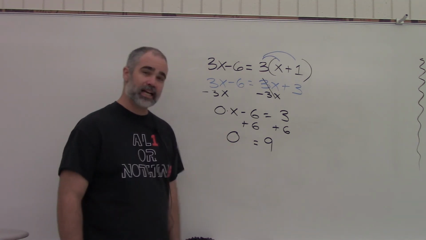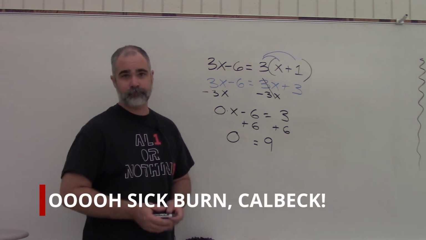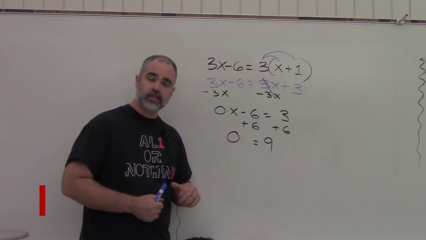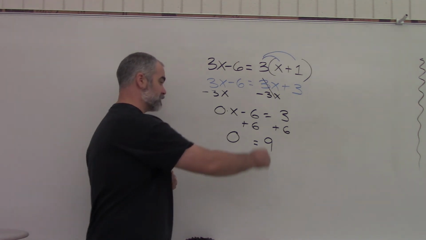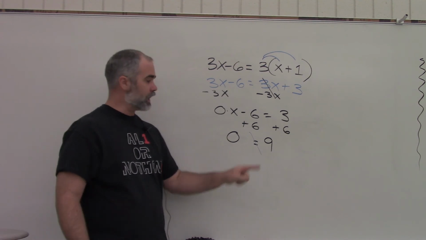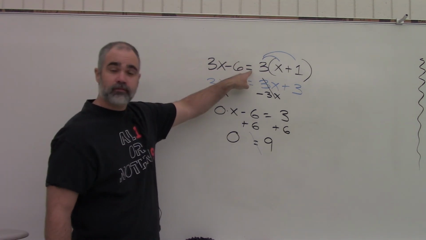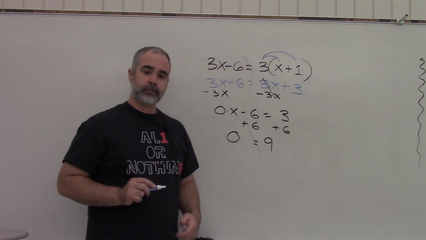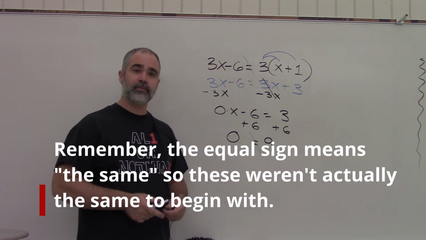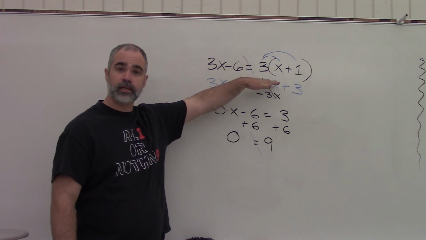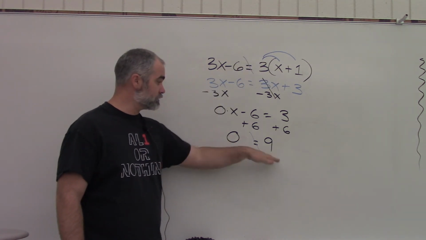Saying 0 is equal to 9, we call that government math. That's not true. These numbers do not equal each other. This is a false statement. These were never the same to begin with. At the very beginning, this was a false equal sign. These were not the same number. And every once in a while, you're going to see a problem that was set up at the beginning where they are not equal to each other. These two things are not the same.